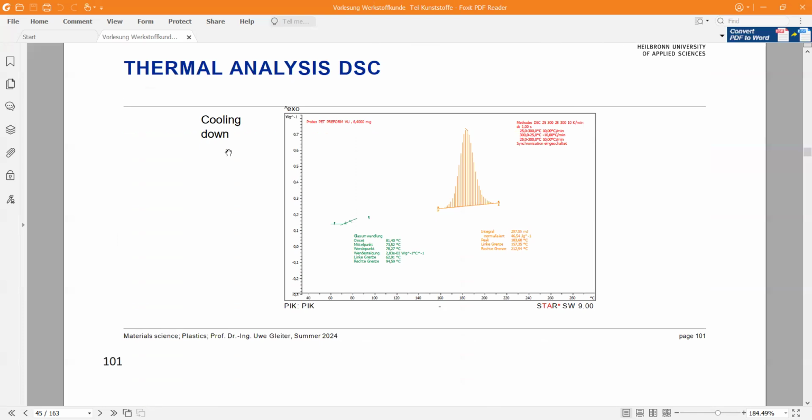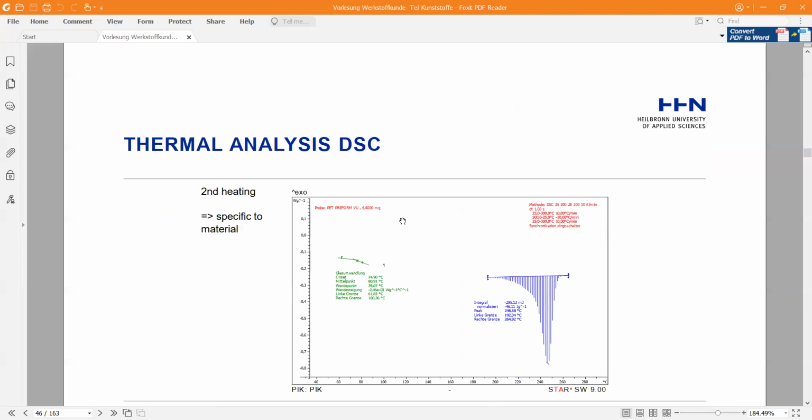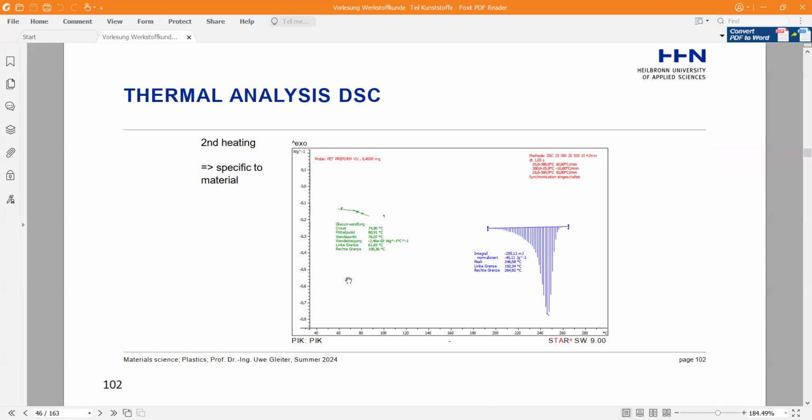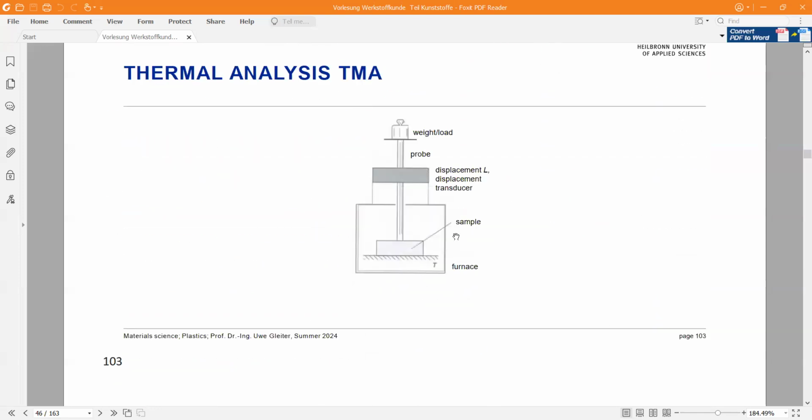We have thermal analysis of the cooling down process, of second heating, specific to material. In thermomechanical analysis or TMA, we use a furnace, sample here, displacement L, and displacement transducer probe, and weight load.